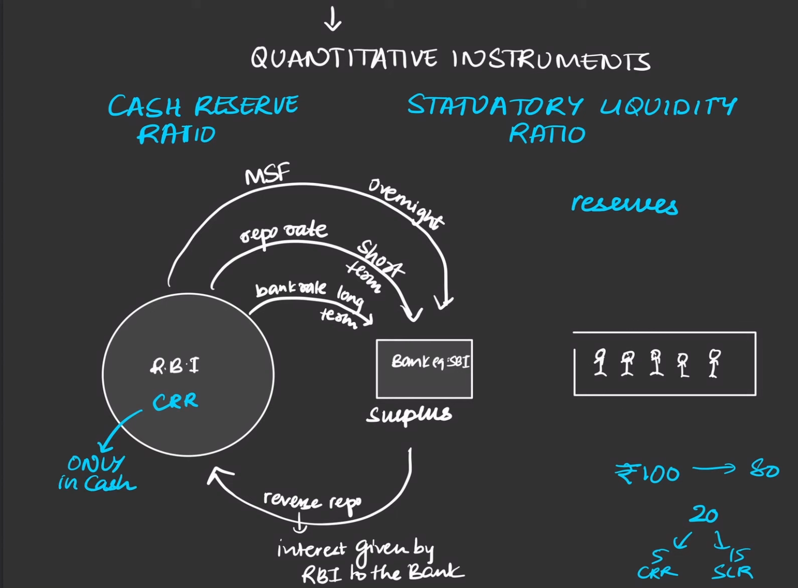Whereas the SLR of 15 rupees has to be maintained by the bank by itself. So if it's SBI, it has to maintain a statutory liquidity ratio of 15 rupees in the bank itself, and it can store it as cash, gold and government securities. So this is the way in which they differ. Both of them are reserves, but where the reserve is stored and in what form the reserve is stored changes.